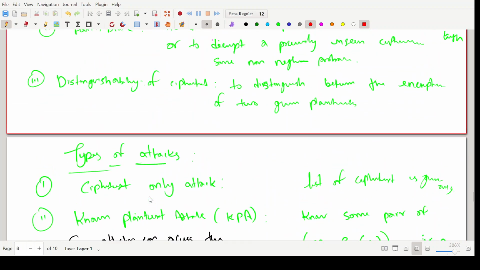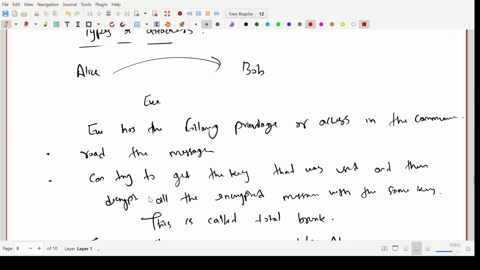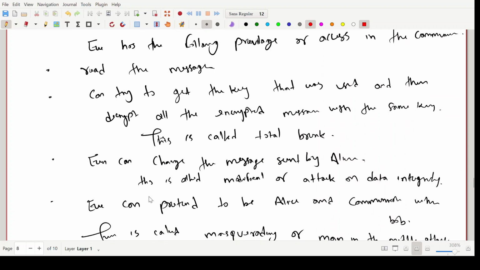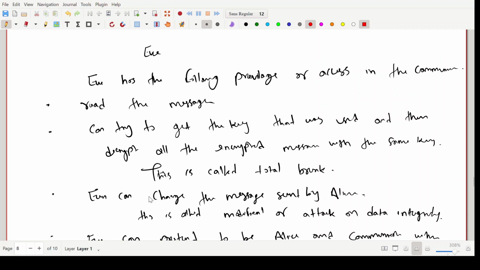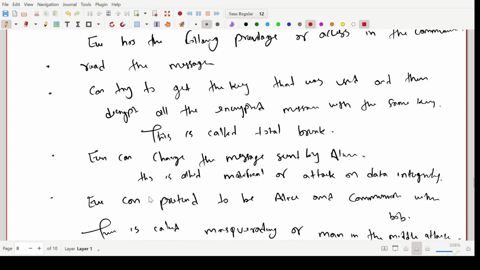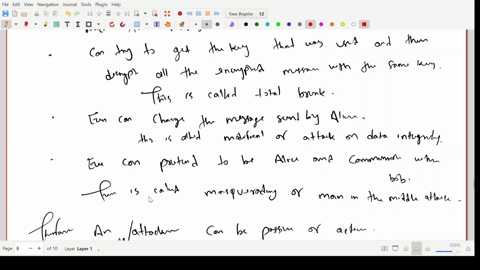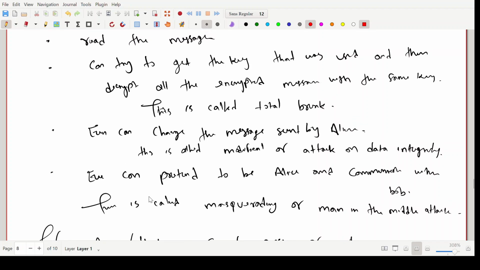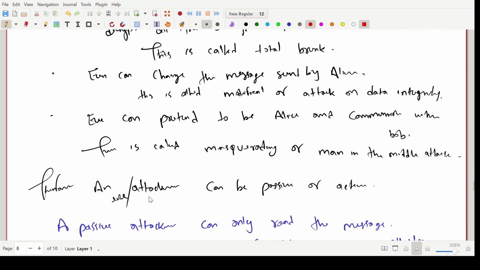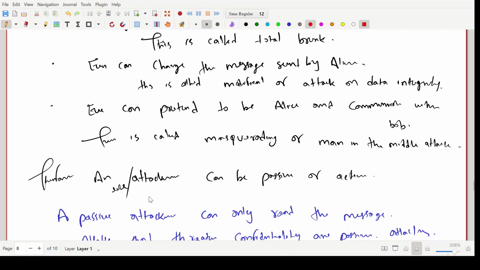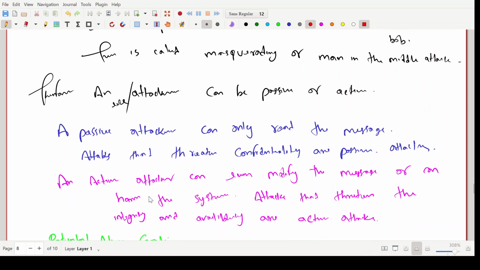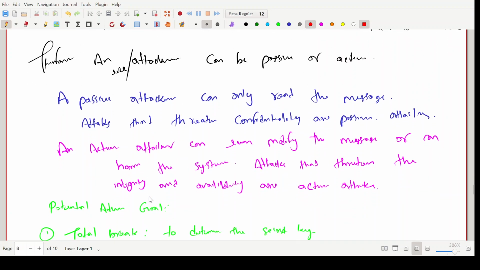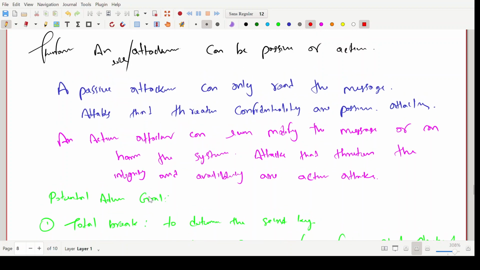I'll quickly recall what we have just covered. Types of attackers: he has the following privileges, that is, he can read the message, and he can try to get the key. If he is able to find the key, then it is called a total break. He can change the message. If he is able to change the message, it is called modification, or an attack on data integrity. He can pretend to be Alice, which is called a man in the middle attack. Therefore Eve can be either passive or active.